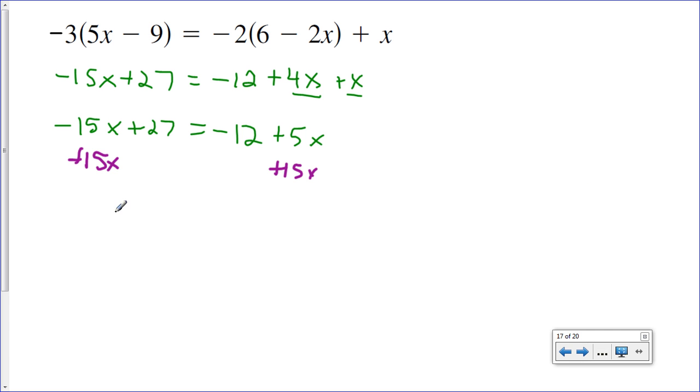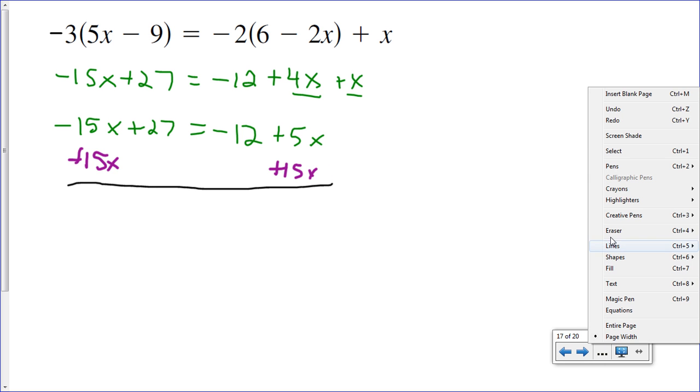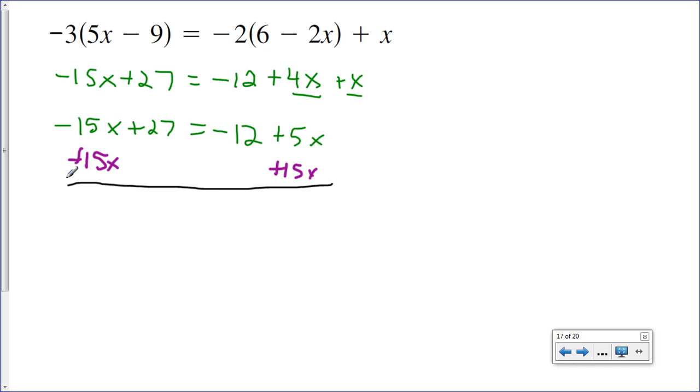And the result of that will be negative 15x and positive 15x. Those are opposites, so they cancel each other out. That's 0. 0 plus 27. Well, I don't need a plus if it's not being added to anything. 27. Putting plus 27 is kind of silly because it's positive, of course. Equals 12, and I've got 5 positive x's and 15 positive x's. That's 20 of them. 20 x's.